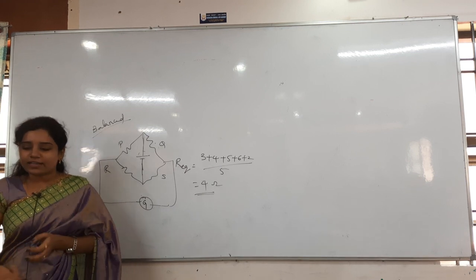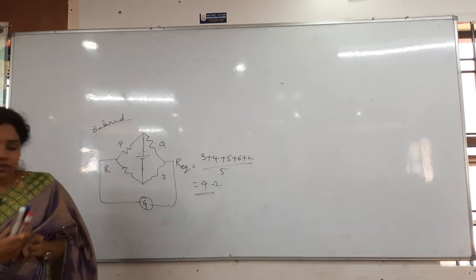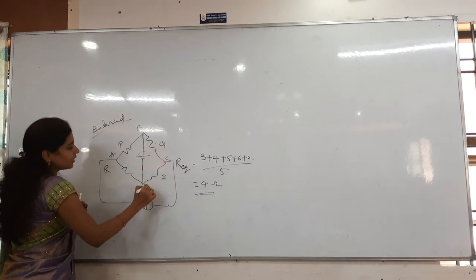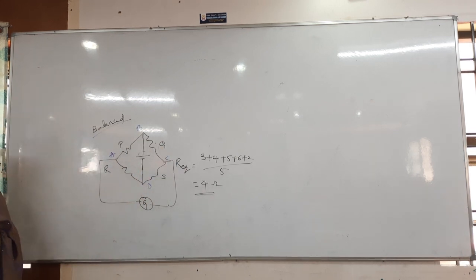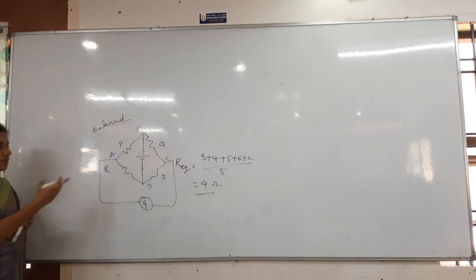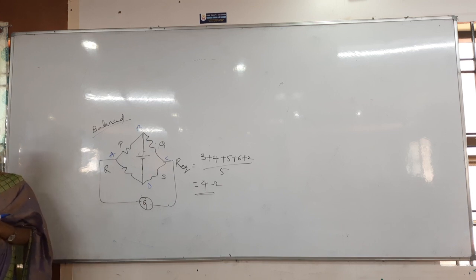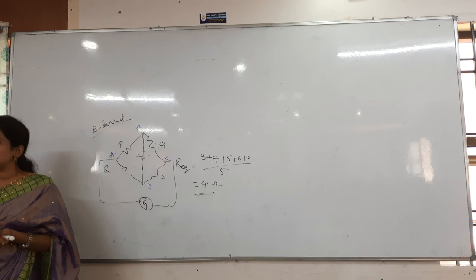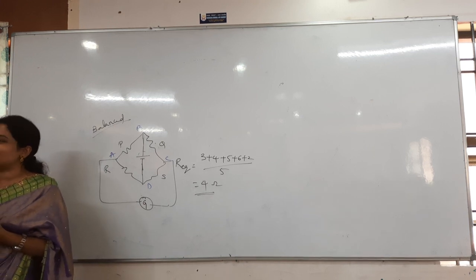At that time, the points before were A, B, C, D like this. The galvanometer was in between B and D. Now the galvanometer is in between A and C, and the battery is in between B and D. Everything is the same. Just the points are changing, Girish. Yes, the points are changing.